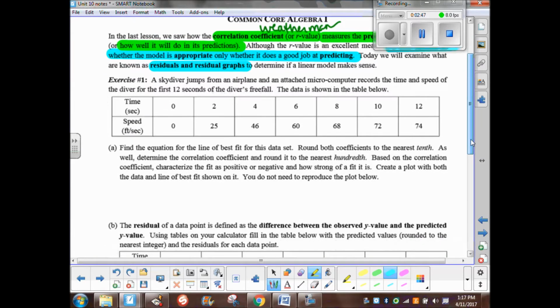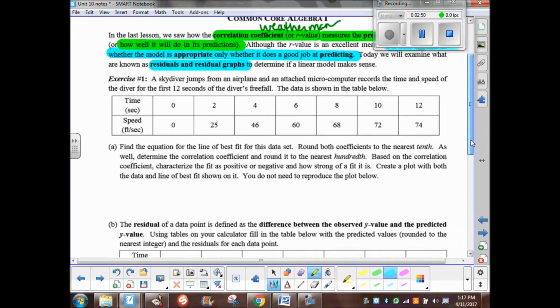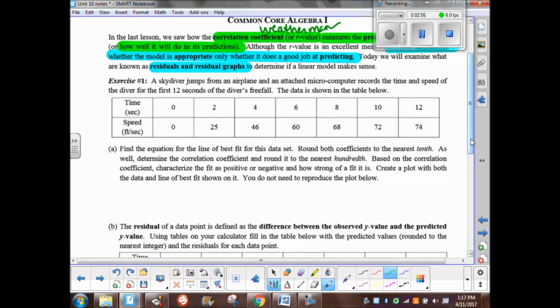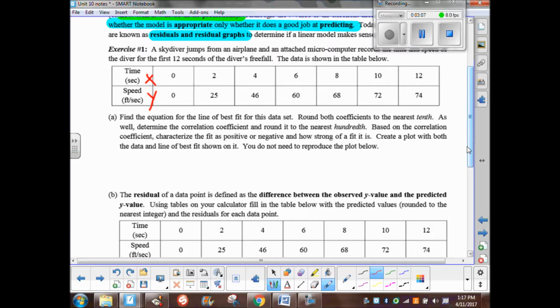So we've got some information here. It says a skydiver jumps from an airplane and is attached to a microcomputer that records the time and speed of the diver for the first 12 seconds of the diver's free fall. So we've got time in seconds as our x, speed as our y. It says find the equation of the line of best fit. Okay, so they're asking us to use linear regression, round both coefficients to the nearest tenth, as well as determine the correlation coefficient, okay, and round that to the nearest hundredth.